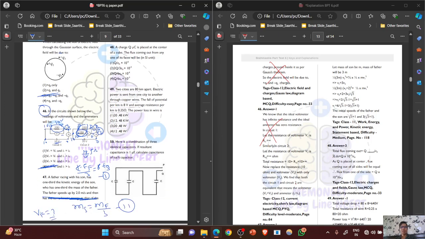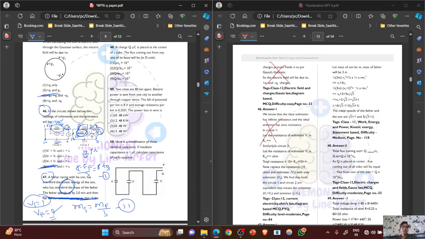The initial speed of the father is given. They are completely making a confusing question. Here, the initial equation is that the kinetic energy of the father is one third of the kinetic energy of the son. Initial velocity of the father is given, so the initial velocity of the son should be asked. This should be the question. I don't know what they are doing.